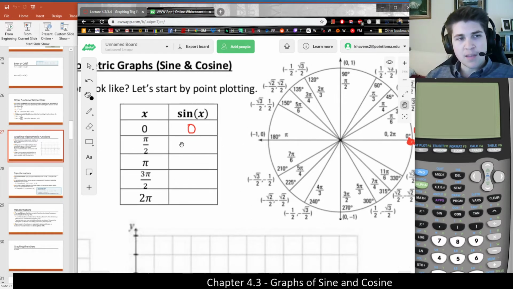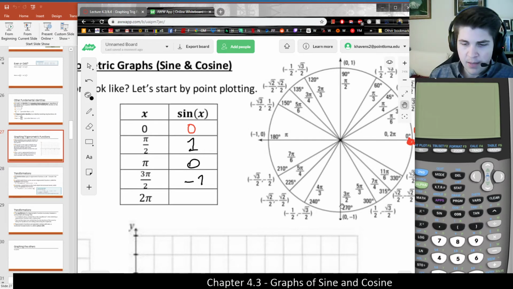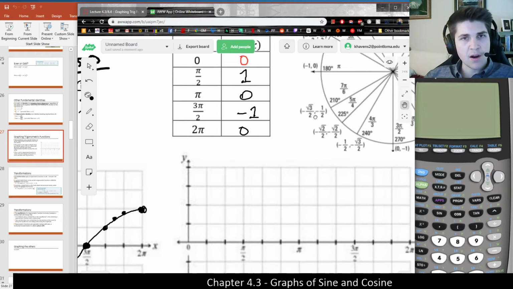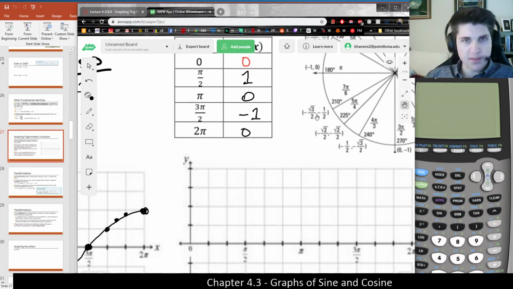Then when we move to, say, pi over 2 up here, sine will return the y value, which is 1. Go ahead and note that. When I get to pi, sine will return 0. When I get to 3 pi over 2, sine will give -1. And when I come back to the start, I will go back to 0. And those give us our key outlining points, which is a good place to start.